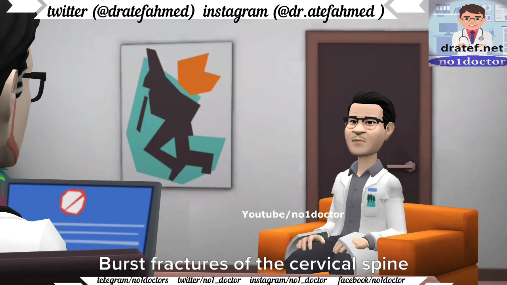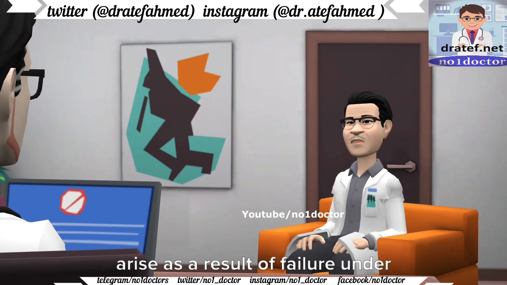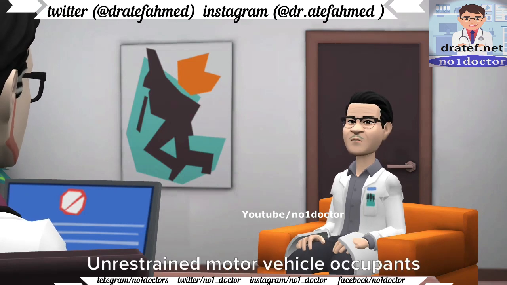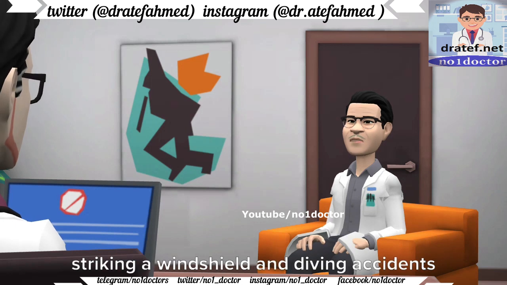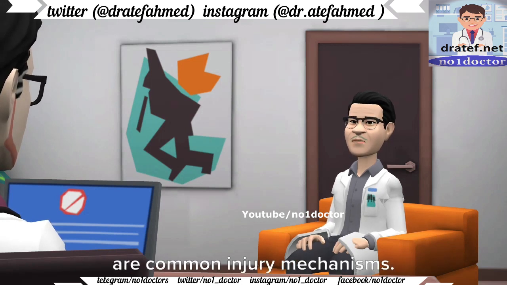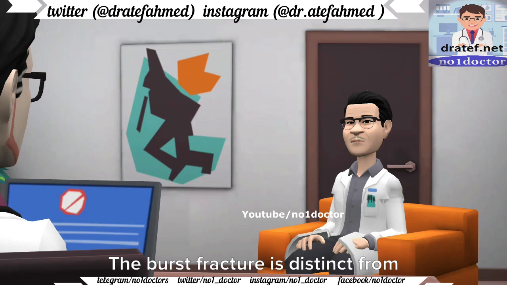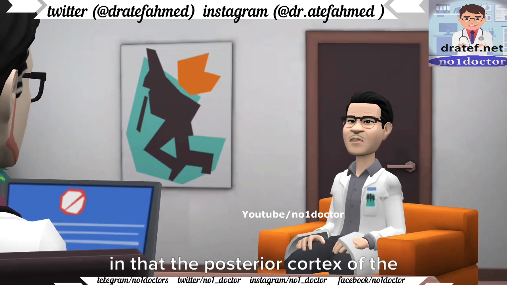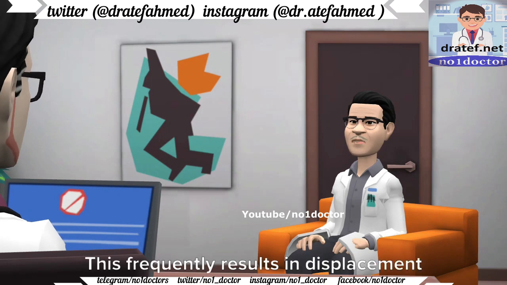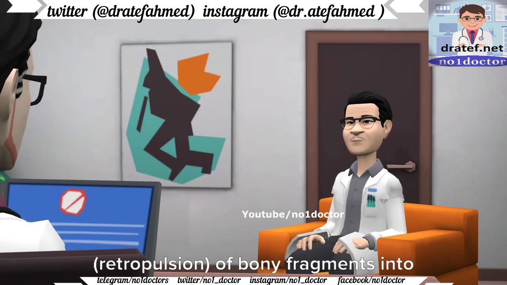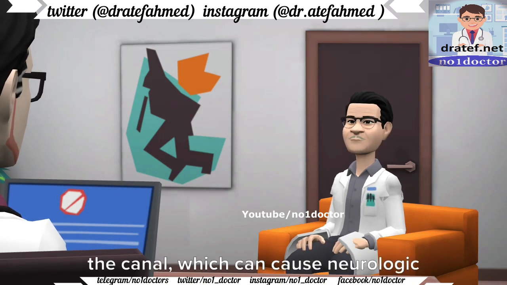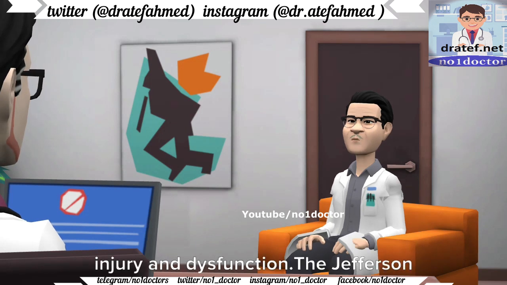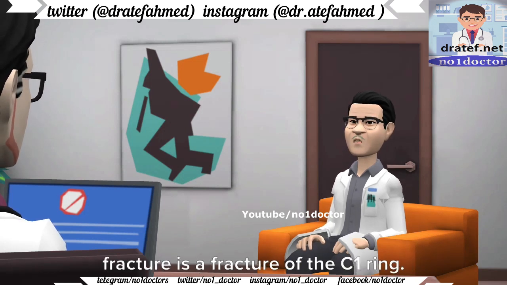Burst fracture, C3-6. Burst fractures of the cervical spine arise as a result of failure under axial loads. Unrestrained motor vehicle occupants striking a windshield and diving accidents are common injury mechanisms. The burst fracture is distinct from the compression fracture, however, in that the posterior cortex of the vertebral body is fractured. This frequently results in displacement, retropulsion of bony fragments into the canal, which can cause neurologic injury and dysfunction.